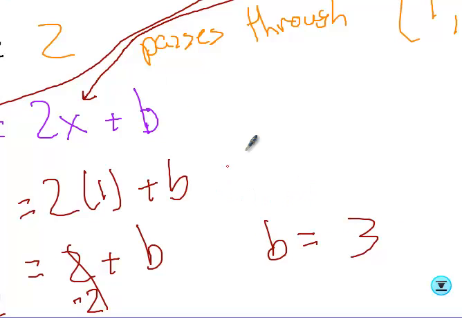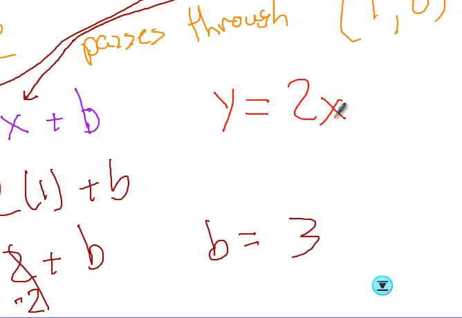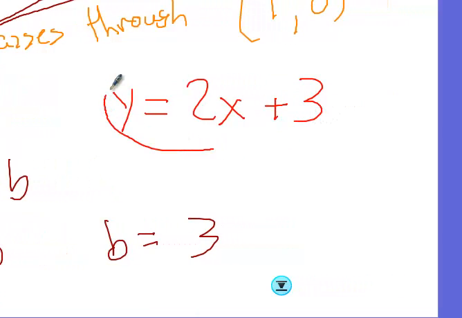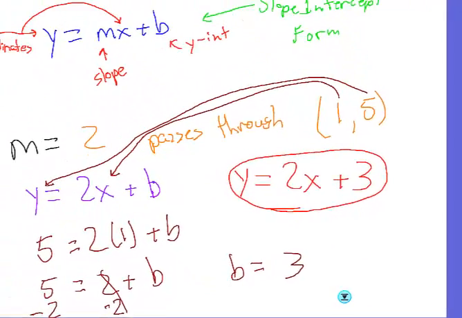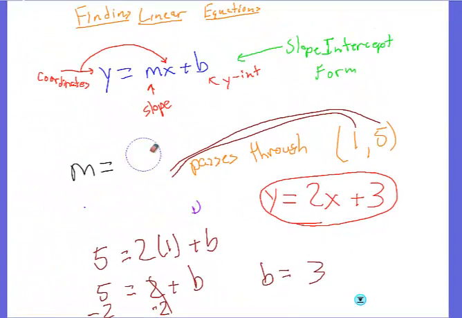All right, so now let's go back and write the equation. We know we have y equals 2x with a b of 3, and your equation is y equals 2x plus 3. Simple enough, right? Nothing too crazy, nothing too tricky. All right, let's do another problem.